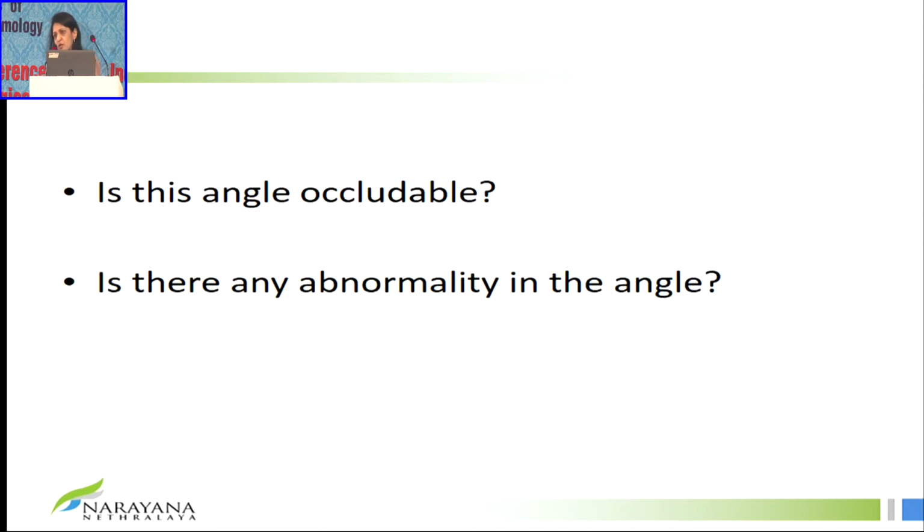Now, what is important when you do gonioscopy, at the end of doing the procedure, you should be able to answer these two questions. Is this angle occludable? Is there any abnormality in the angle? Then most of the reason why you did the gonioscopy is taken care of. So you can actually describe what you see. In the superior quadrant, the structures that are seen, you see it up to the scleral spur.